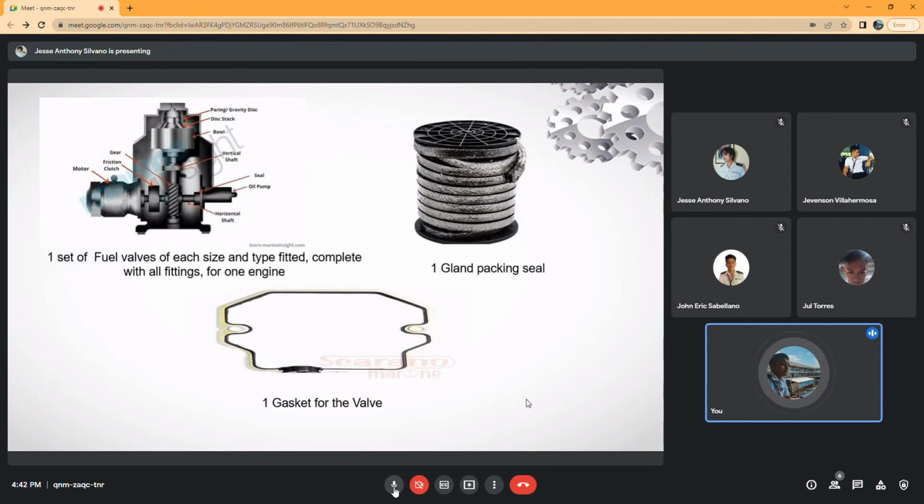So this is the picture of one set of fuel valves of each size and type fitted complete with all fittings for one engine. And the other one is one gland packing seal and one gasket for the valve.